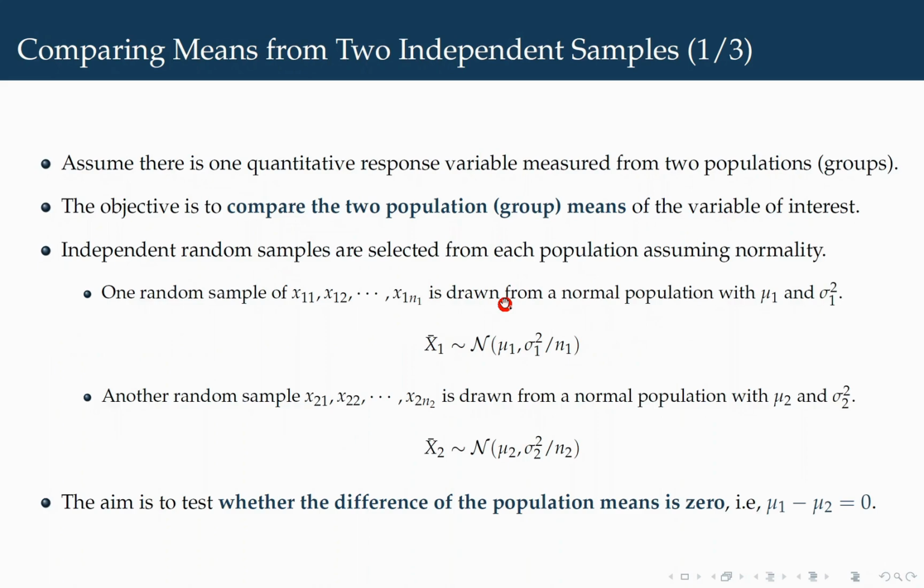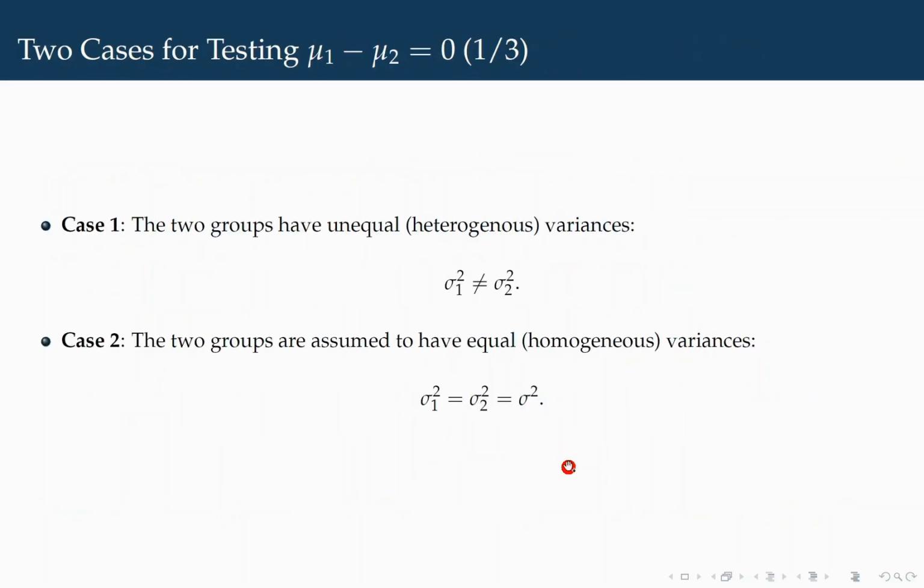In that case, the distribution of the sample mean of the first group will be normal with mean mu1 and variance sigma 1 square over n1. Similarly, the distribution of the sample mean of the second group will be normal with mean mu2 and variance sigma 2 square over n2. And the second assumption is that the two groups have equal or homogeneous variances. Then sigma 1 square equals sigma 2 square, or the variance of the first group and the variance of the second group are the same.